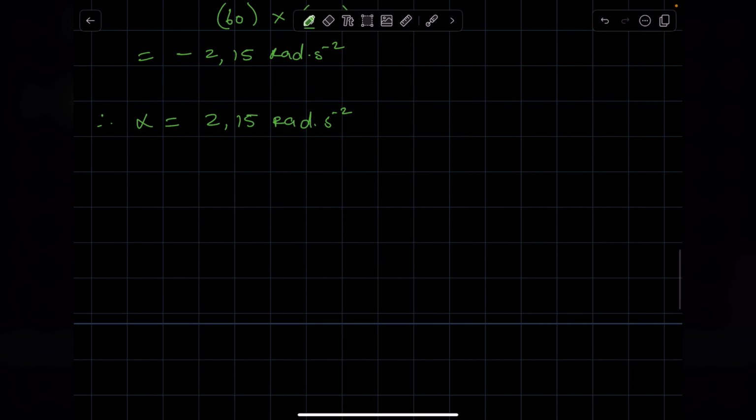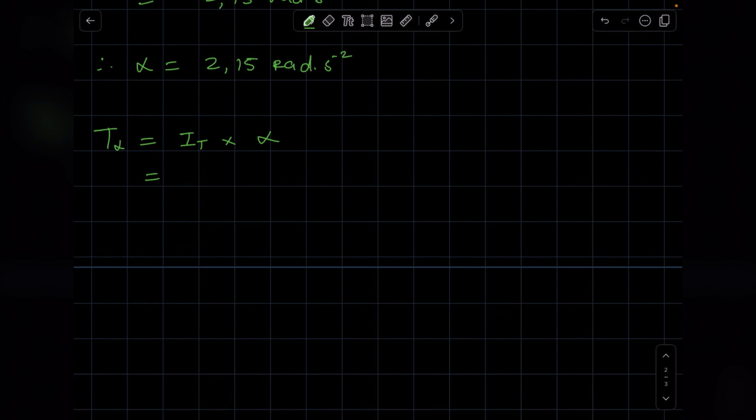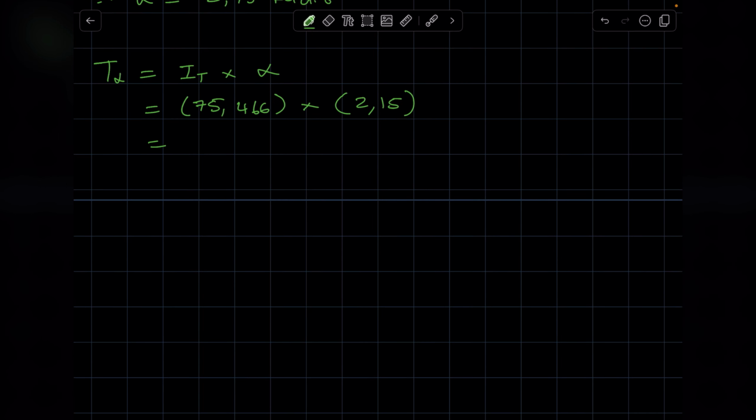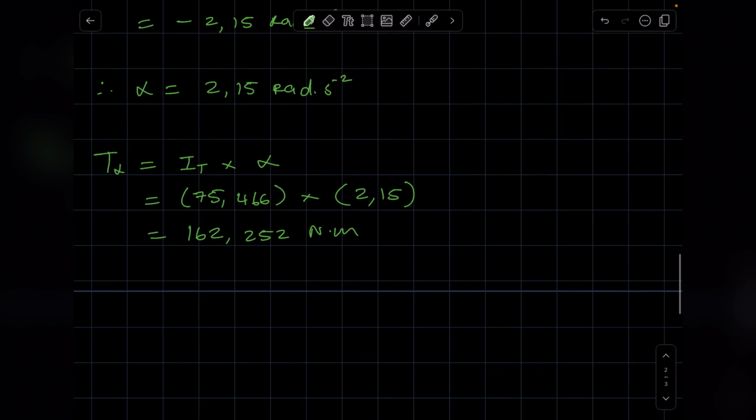Now we can calculate the torque. Accelerating torque, which is what they're looking for, is equal to the moment of inertia times the angular acceleration. Remember when we calculated, we got the 75,466, times this here 2.15 radians per second. Now punching this in our calculators, we are going to get 162,252 Newton meters. And that is how you calculate this.